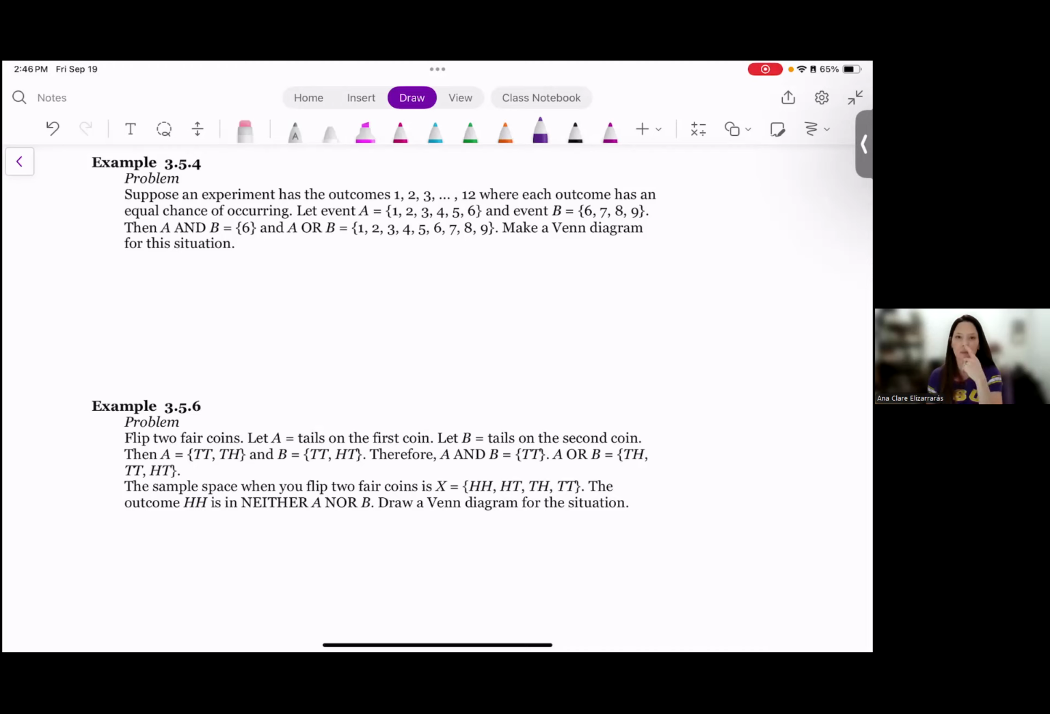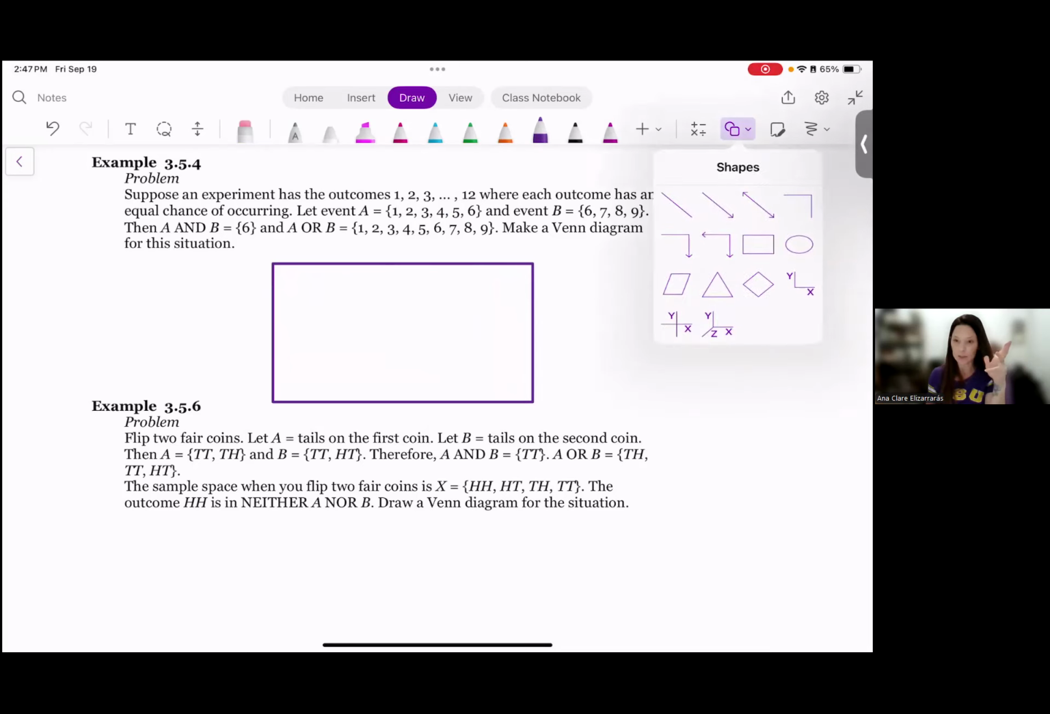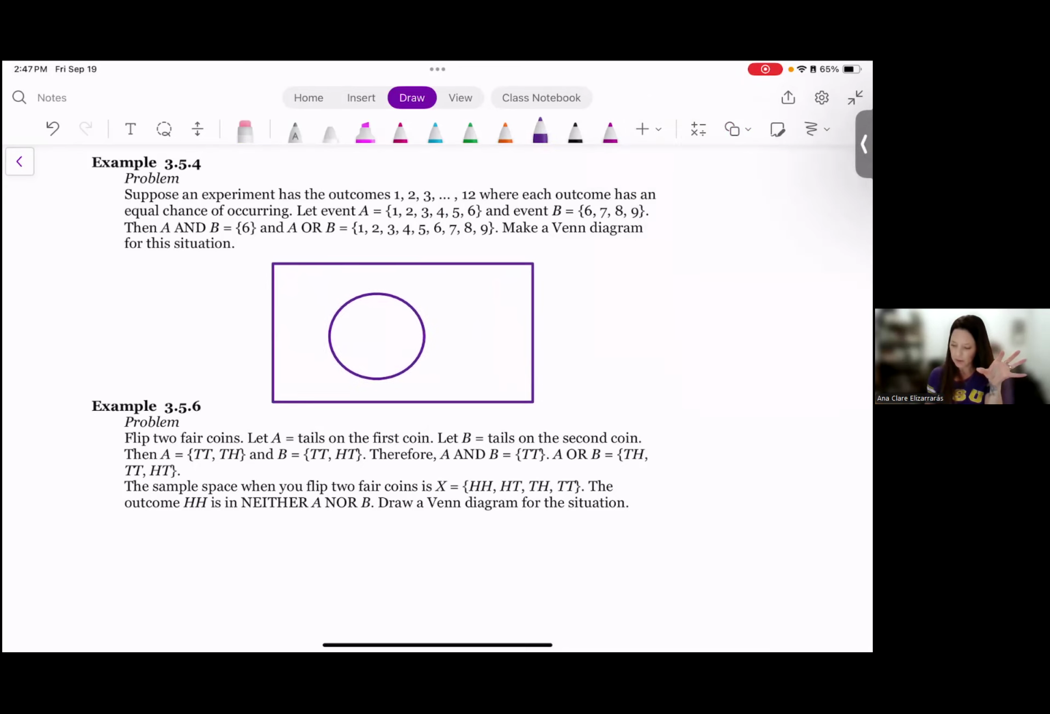Only 6 is in both of those. And A or B would be all of A and all of B, but not duplicated. So we're going to make a Venn diagram for this situation. First of all, we need a rectangle because we have our total sample space and we may not have them completely in the Venn diagram. We're going to do a circle for A and we're going to do a circle for B. So this is event A and this is event B.